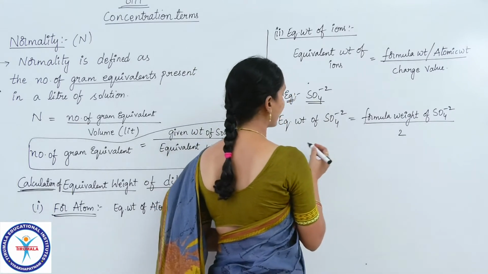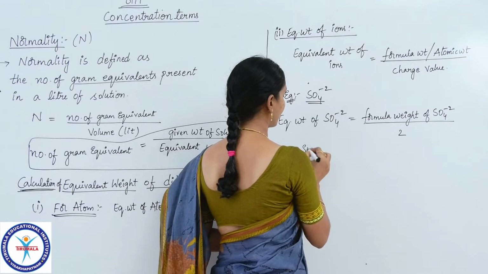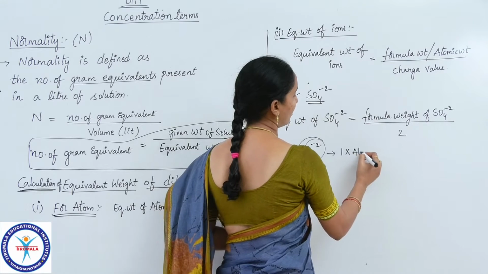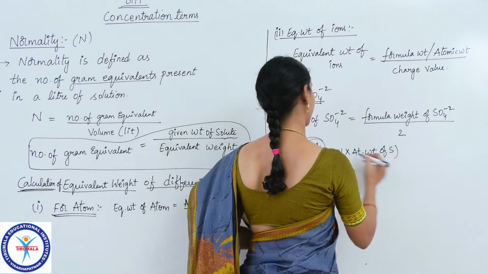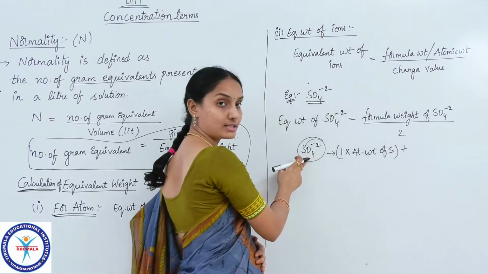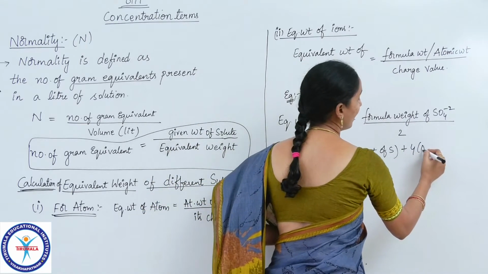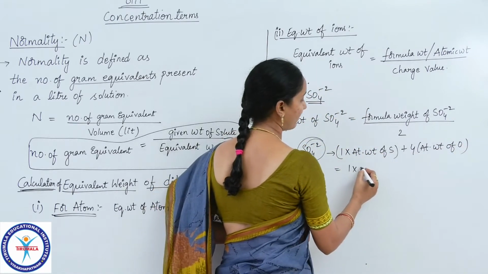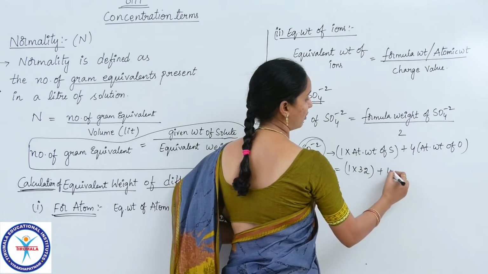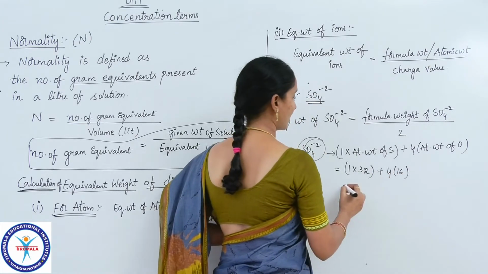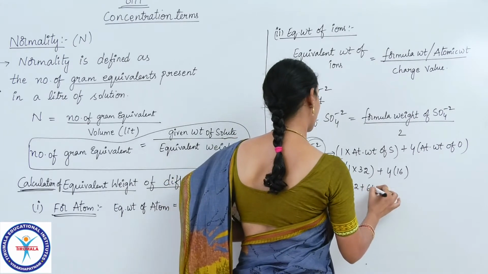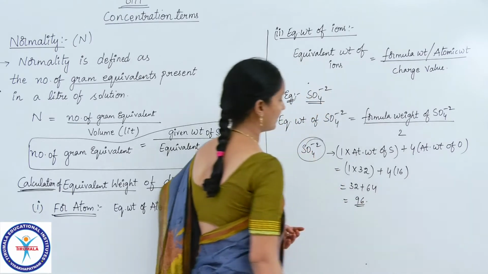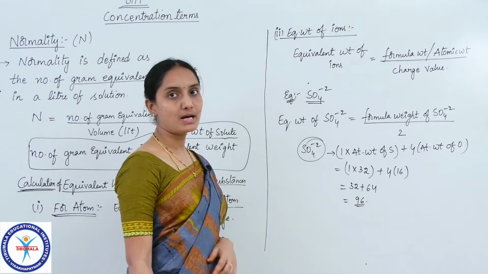So formula weight, how do you calculate, children? SO4 minus 2 ion contains what atoms? One sulfur atom, so 1 into atomic weight of sulfur, plus it has 4 oxygen atoms, so 4 into atomic weight of oxygen you should take. So now 1 into atomic weight of sulfur is 32, plus 4 into atomic weight of oxygen is 16. So 32 plus 64, how much is it, children? 96. So SO4 minus 2 ion's formula mass is 96.